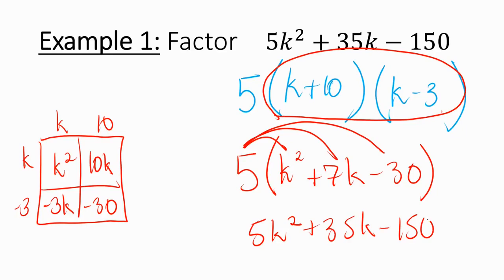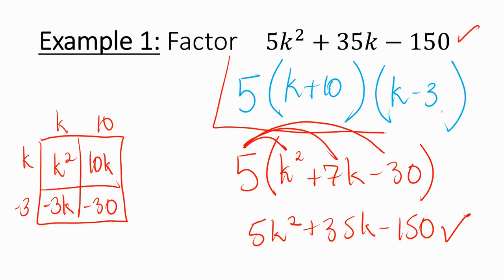Minus 150. All right, good. We get the original polynomial back. So that means that this answer in blue was the correct answer. That's how we check our answer. We multiply it all back out.